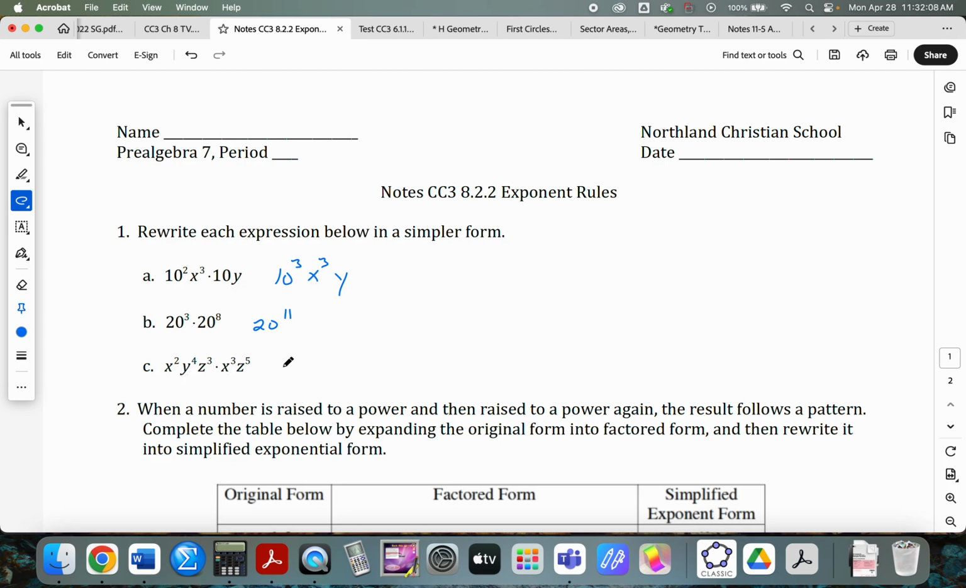X squared times x to the third would be x to the fifth. Y to the fourth, that's the only y, so that stays. Z to the third times z to the fifth is z to the 8th power. Any questions about that? That should be primarily review stuff from last week when we did those.